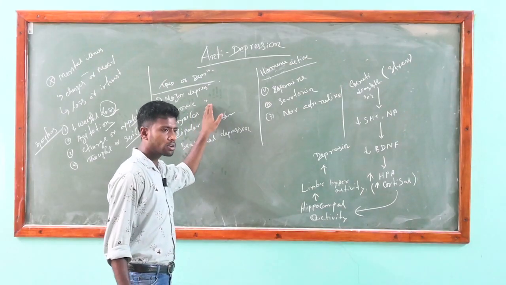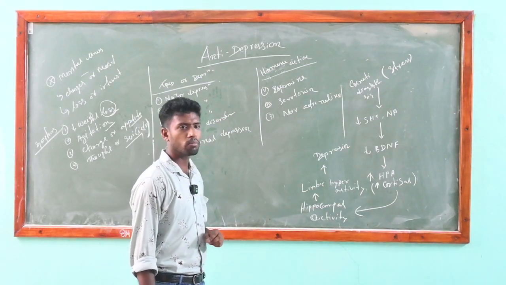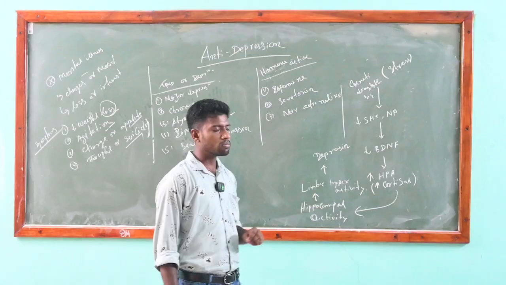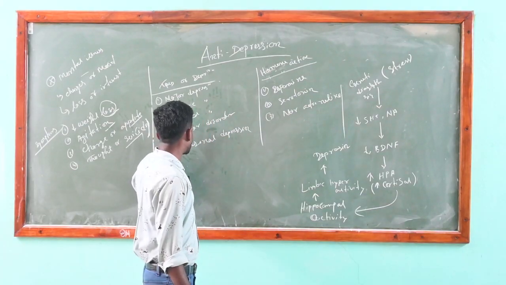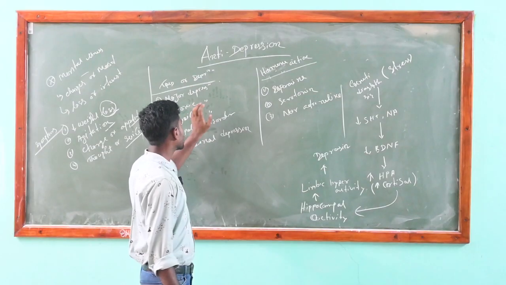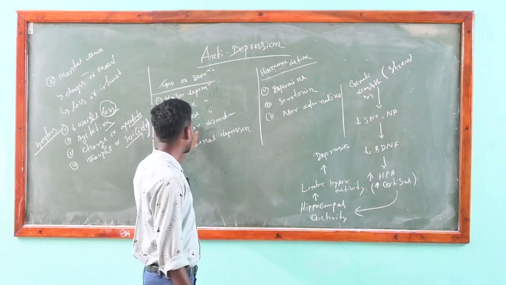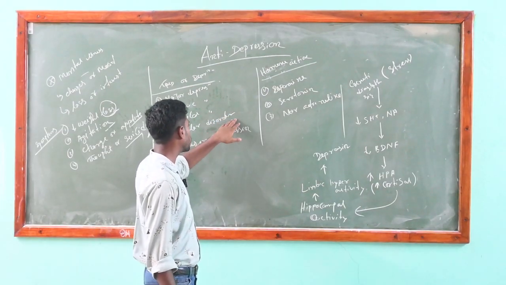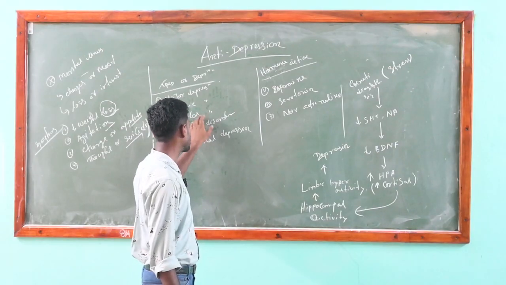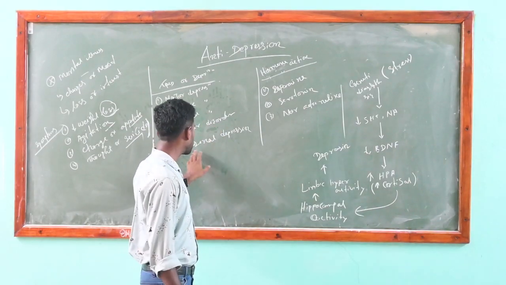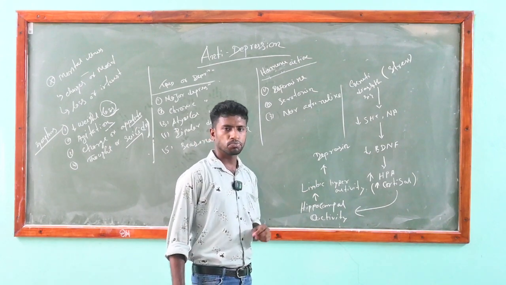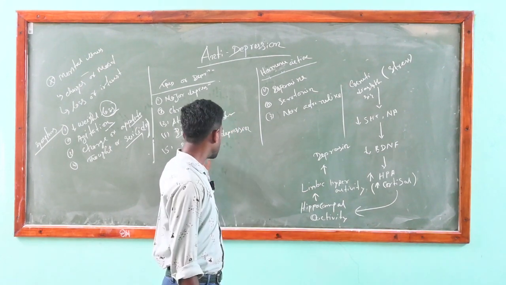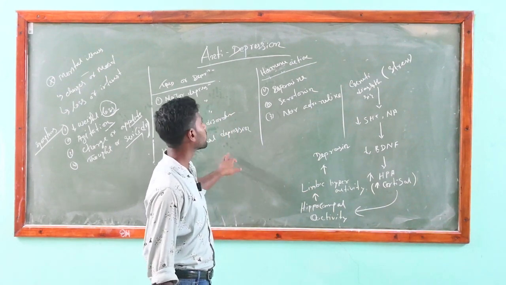Now chronic depression: men who are suffering from oral cancer suffer this type of depression, called chronic depression. Now atypical depression is also called bipolar disorder; bipolar depression and atypical depression are equal. Now seasonal depression means suffering from season to season. This depression is called seasonal depression.